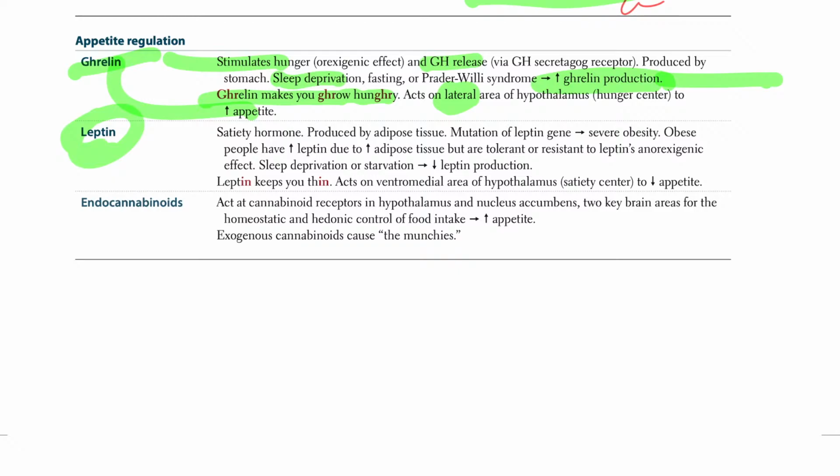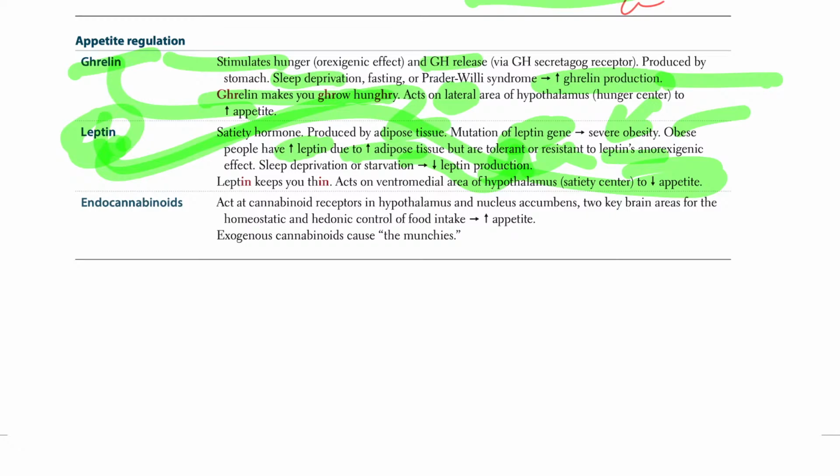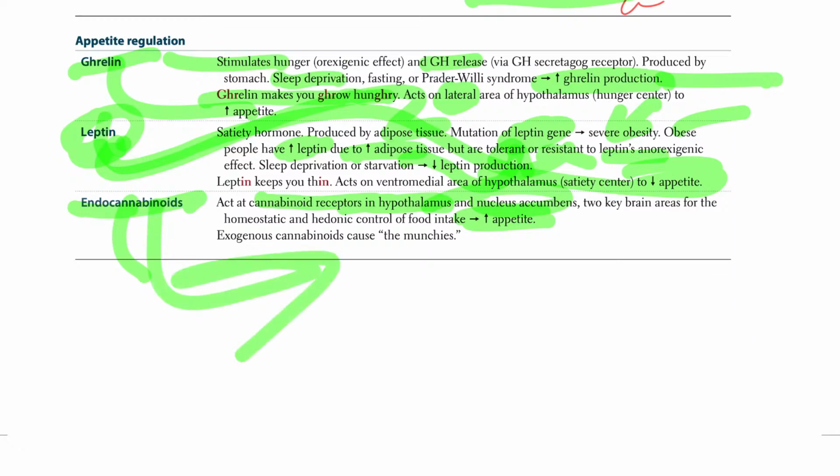Leptin, on the other hand, comes from the adipose tissues. If there is a mutation in the leptin gene, it causes severe obesity. But the obese patient, although they have increased leptin due to the fact they have an increase in adipose tissues, becomes tolerant and resistant to leptin. So that leptin does not work and does not decrease the appetite. Lastly, endocannabinoids, which act on the cannabinoid receptor in the hypothalamus and the nucleus accumbens, cause an increase in appetite. And whoever is taking marijuana or any exogenous cannabinoids, they are known as the munchkins. They are hungry all the time.